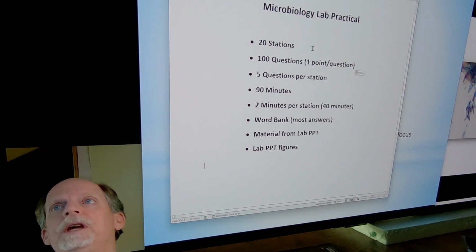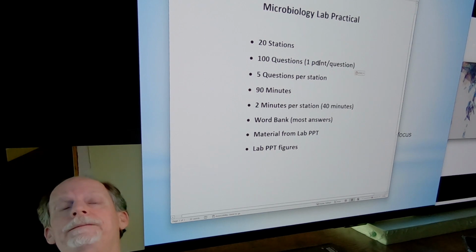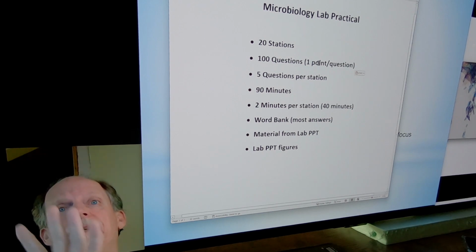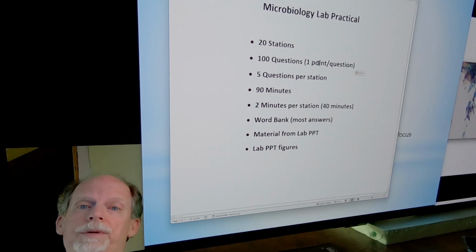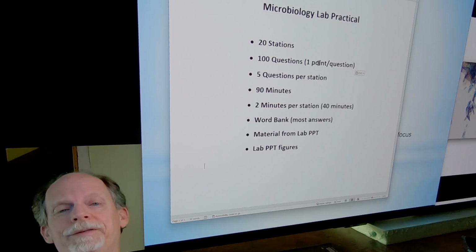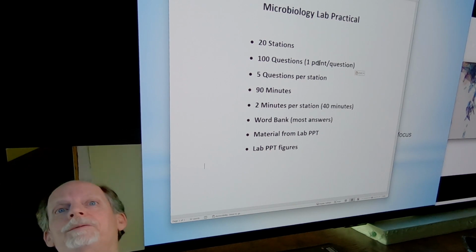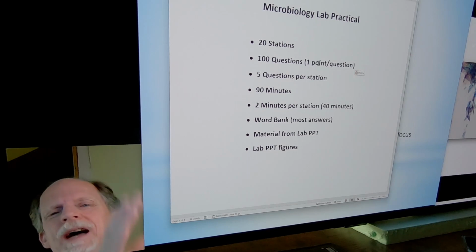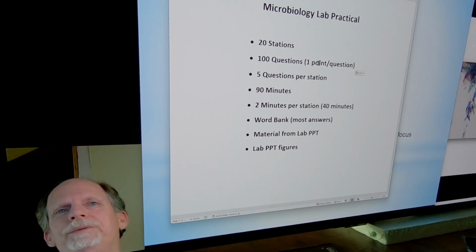There are 20 stations and 100 total questions. Each question is worth 1 point. You'll be given a form that has 50 blanks on one side and 50 blanks on the other, where you put your answers. If you start at question 40, be sure you put your answer for question 40 under 40. And hopefully, if it's timed, you'll go in the same order of the questions as you move around. So that's another reason to do that.